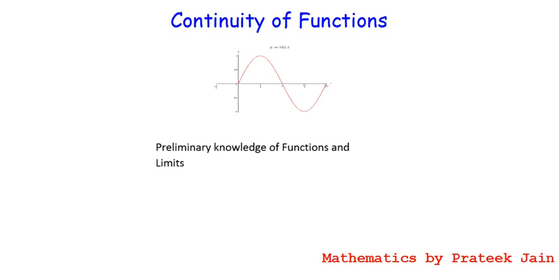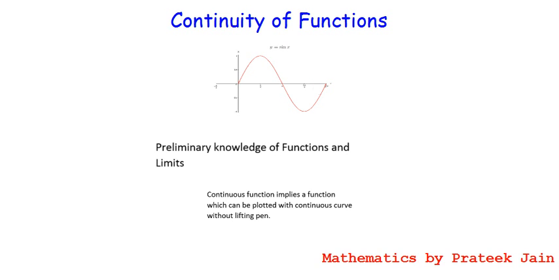Let's start with the definition of continuity of a function. A function is said to be continuous if it can be plotted on a graph paper without lifting your pen. An example of a continuous function can be seen here, which is y equals sine of x. Y equals sine of x can be plotted on a graph paper without lifting a pen.